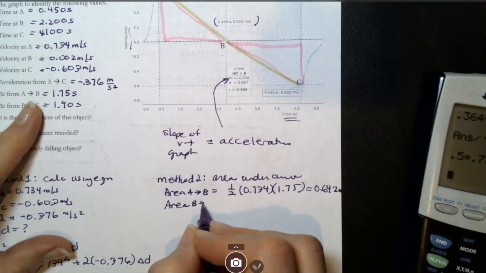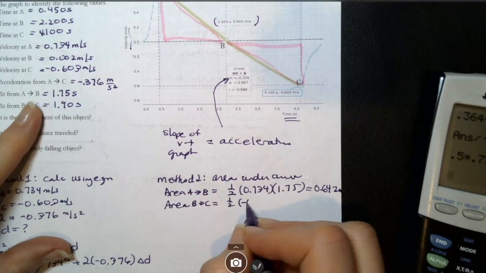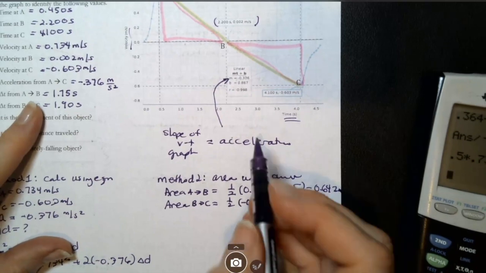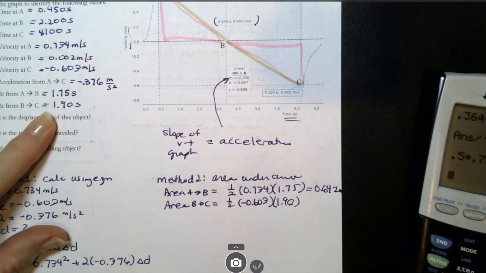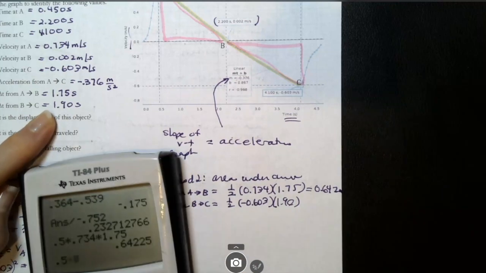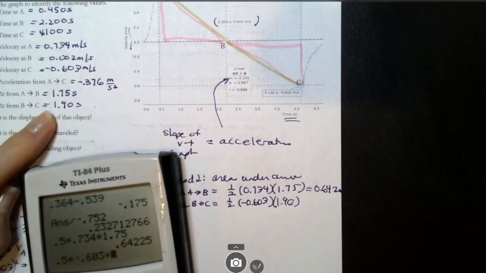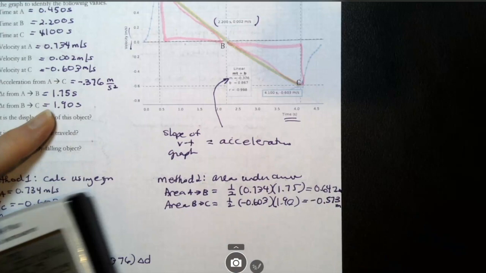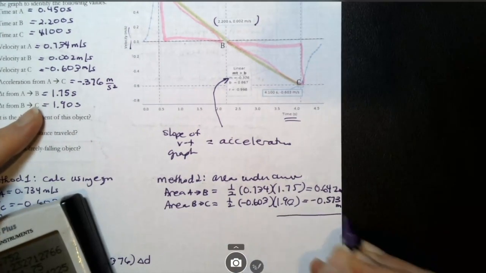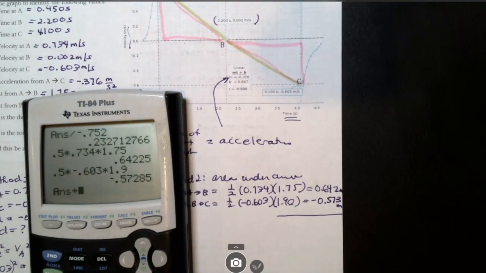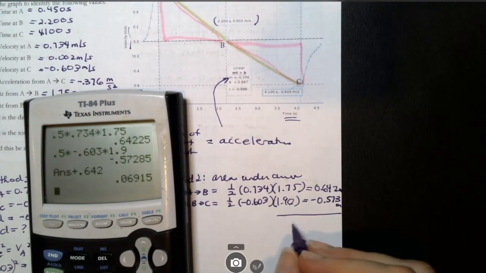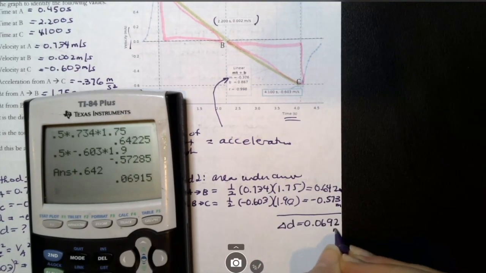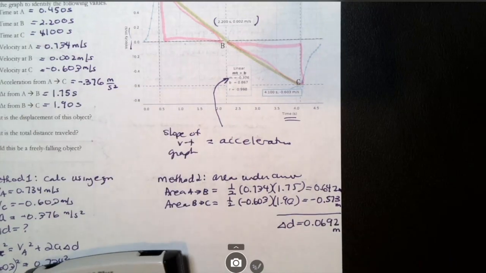And here, the area from B to C is going to be this height, which is from 0 down to negative 0.603, and the time from B to C is 1.9. So 0.5 times negative 0.603 times 1.9. Negative 0.573 meters. The displacement is adding these two together, right? That'll give you your total displacement of those two shapes. The sum of them is just 0.0692 meters.